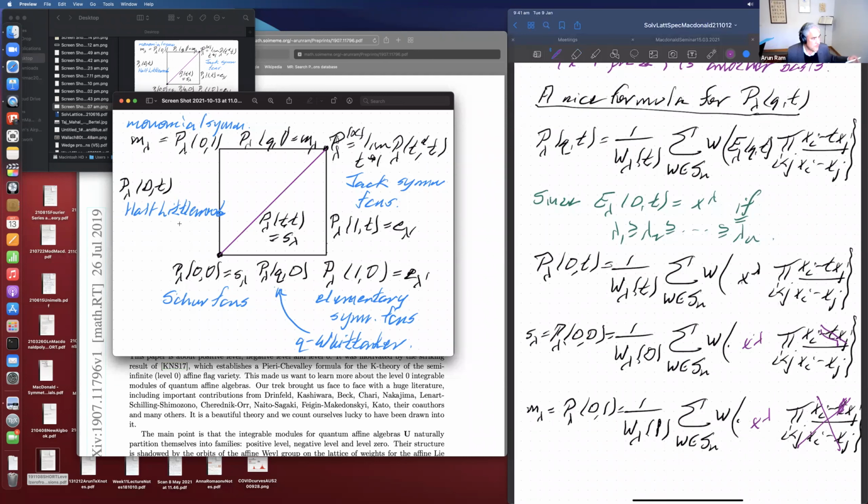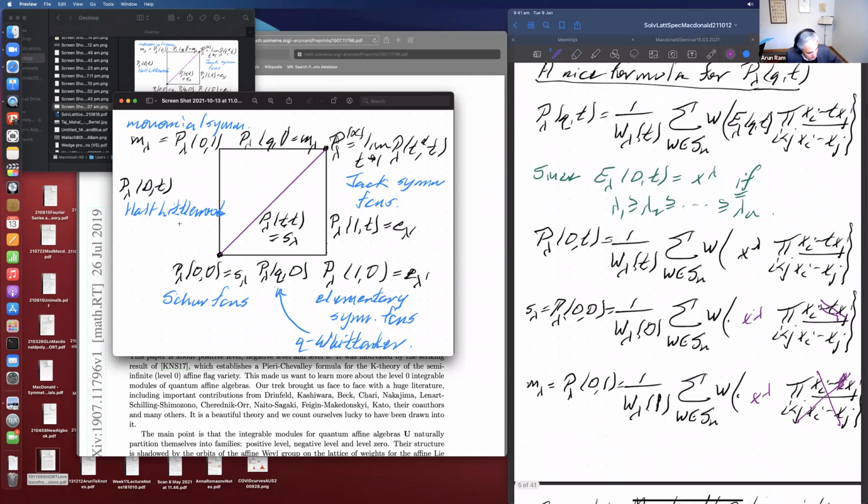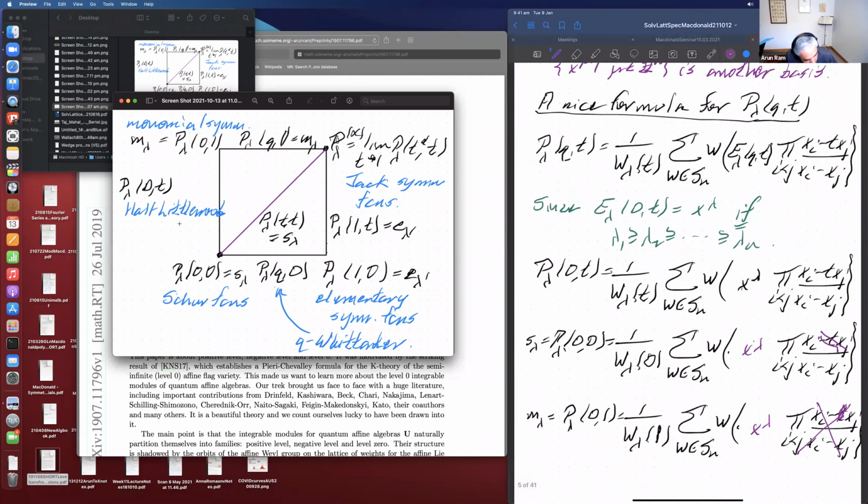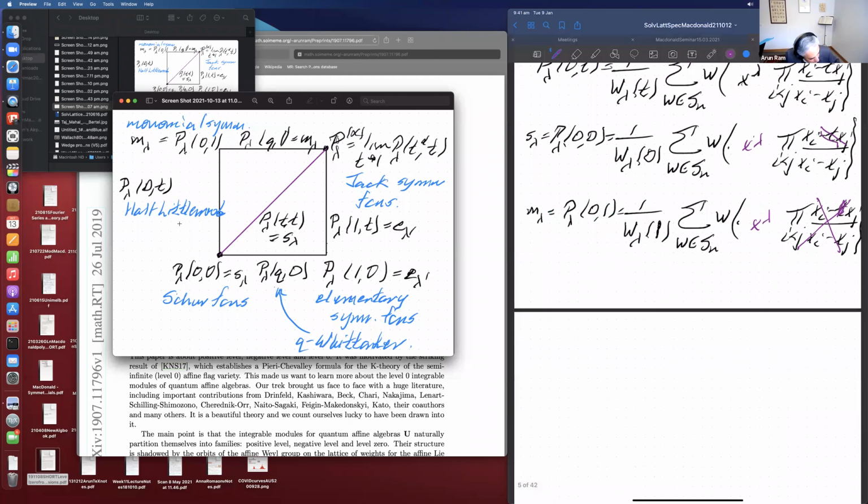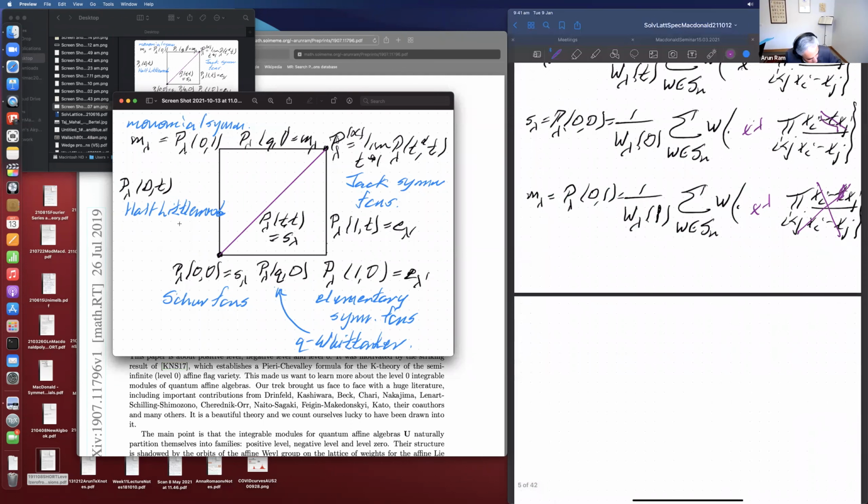All right, so that gives you a feel for what these look like, and it gives you my favorite formula for the P's. Now I want to look at the specialization square for the E's. That's my next job: can we make a specialization square for the E's? So let's write that.